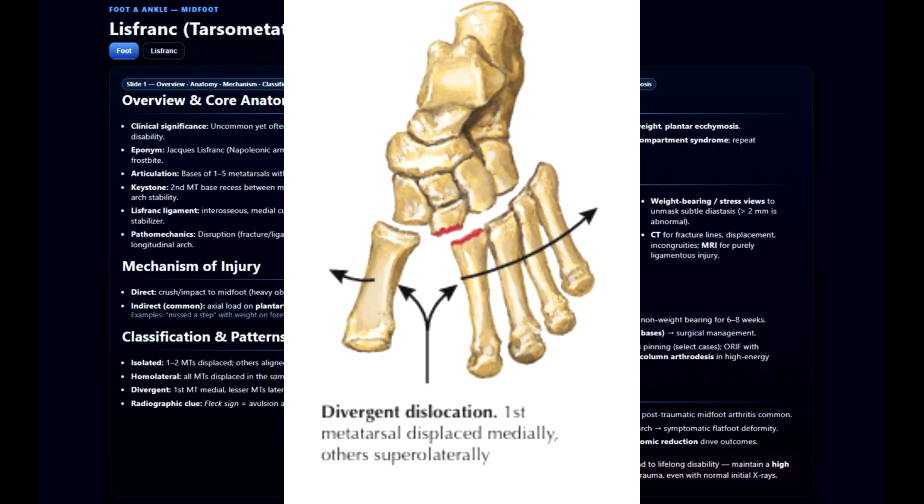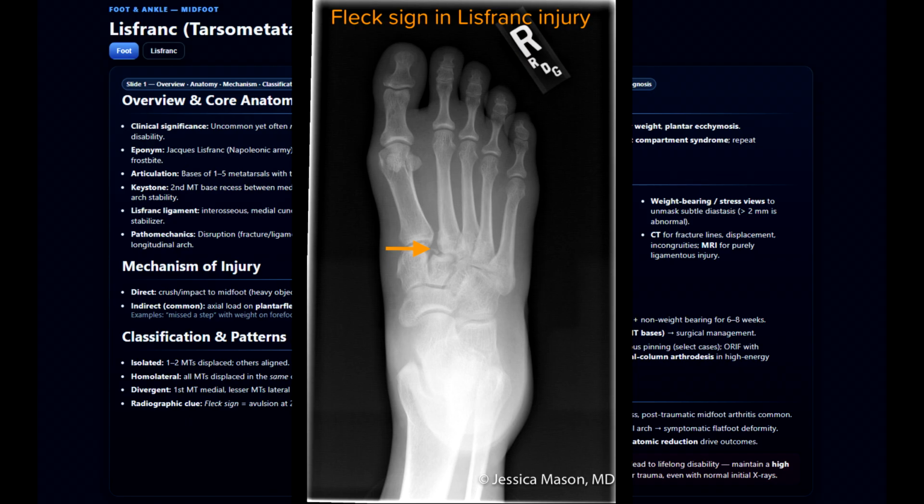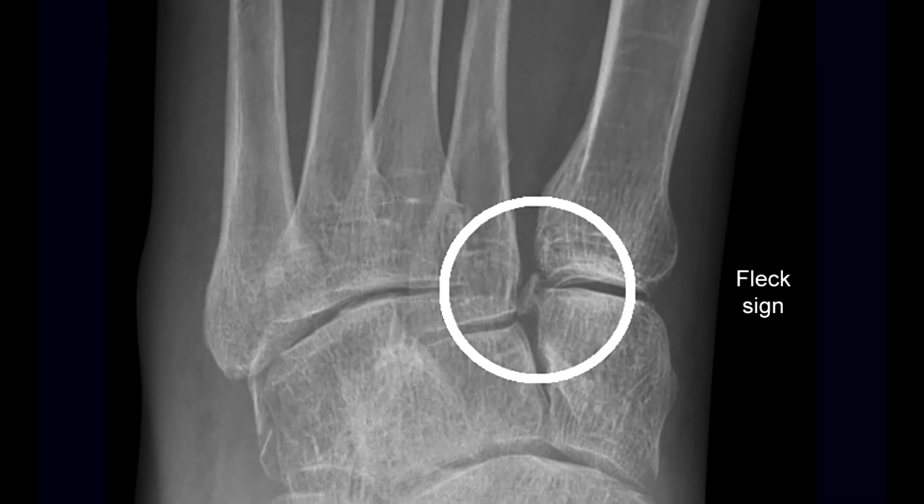On the lateral view, one may observe dorsolateral displacement of the metatarsals, which is often more evident than on the AP view. A classic radiographic clue to subtle Lisfranc injuries is the fleck sign. This represents a small avulsion fragment at the base of the second metatarsal, indicating avulsion of the Lisfranc ligament. Recognizing the fleck sign is essential because it represents instability even in the absence of gross displacement.